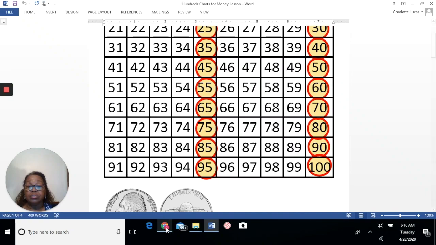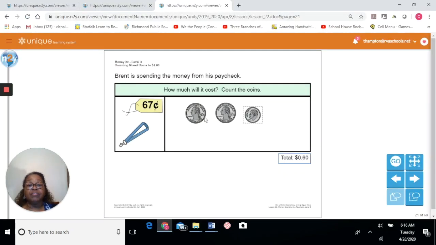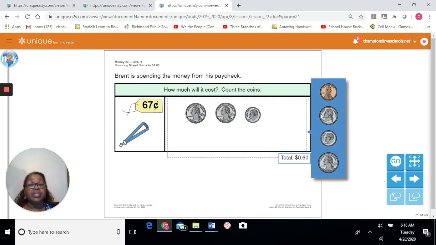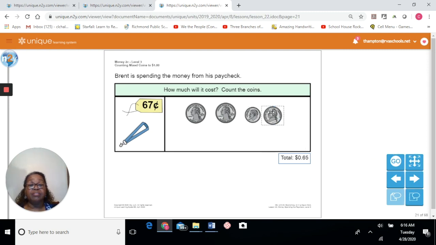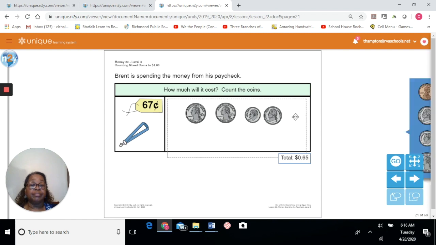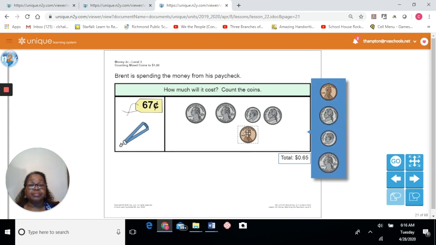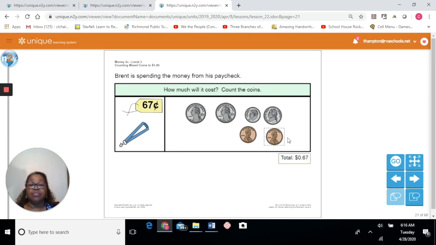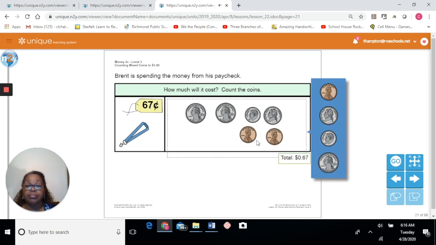Let's see how that works with our money problem. 25, 50, 60. You count with me now. 65, 66, 67. Very nice. Let's see if we got it right. Skip count with me, please. 25, 50, 60, 65, 66, 67. Very good.